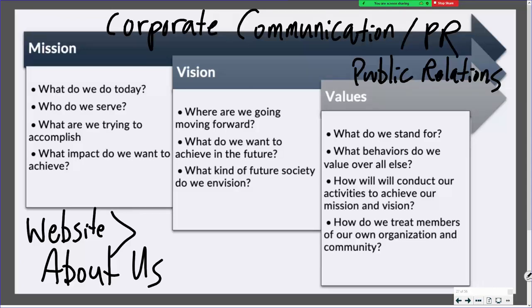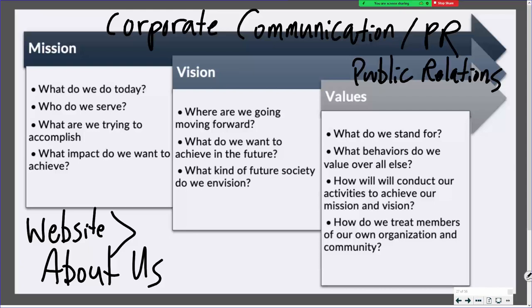And then your values are not really attached to the past, the present, and the future. Your values go through everything you do, and your values are what you stand for, the behaviors you value over all others. It's how you conduct yourself, and how you're going to achieve your mission and vision. And it's how you treat members of your own organization and your community, right?